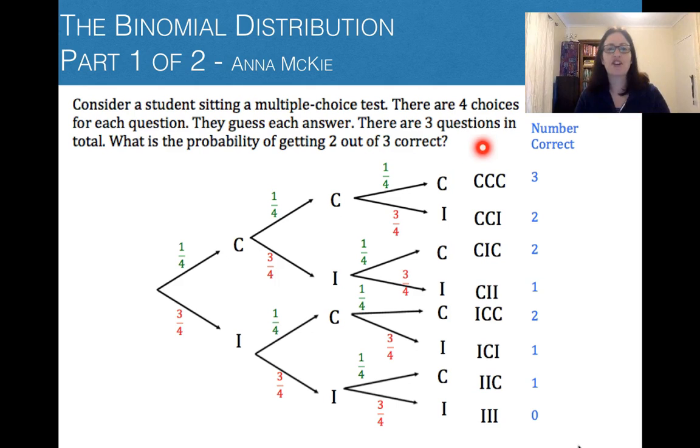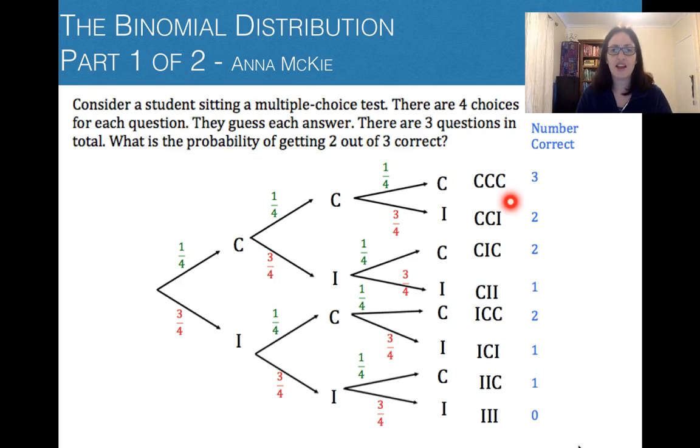So we have to think of all the different combinations of getting 2 out of 3 correct. They might get 2 right and then 1 wrong, or they might get 1 wrong first and then 2 right, etc. So we would represent this by a tree diagram. With 1 out of 4 being the chance of getting it correct, and 3 out of 4 the chance of getting it incorrect. And here's the first question, the second question and the third, and all the different combinations that could happen.